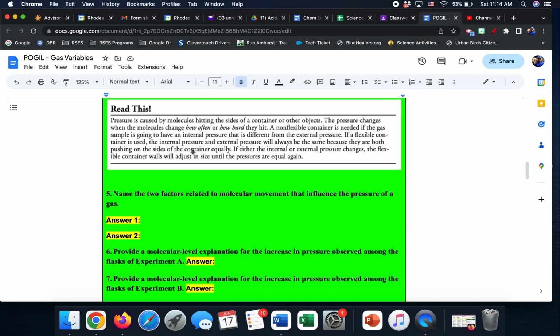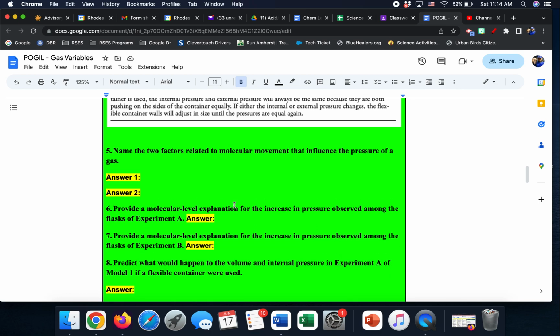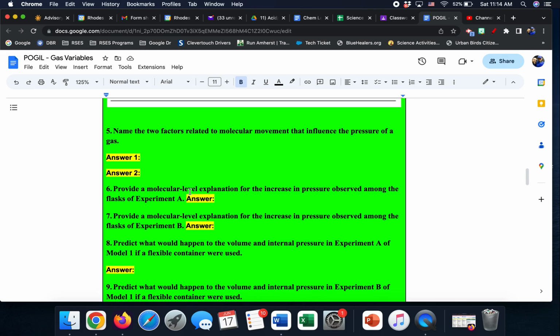This green box, as always, read here. And name 2 factors related to molecules moving that influence the pressure of a gas. You could possibly get it from Model 1 at the top, or maybe from the reading, or what you know already from our notes.